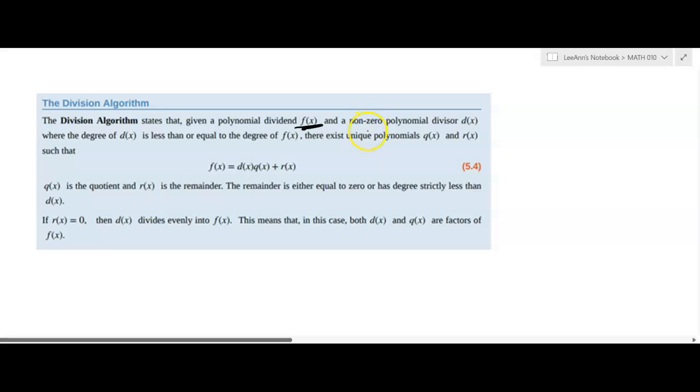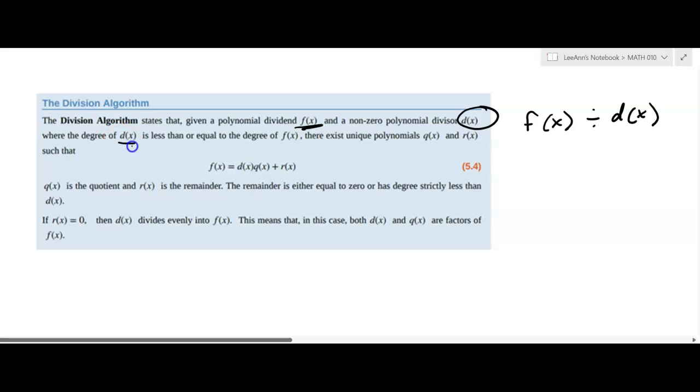and a non-zero, so it can't be zero, polynomial divisor. Okay, so we're dividing by d of x. So you could say something like f of x divided by d of x. I mean, that's what it's talking about there. That's what we've been doing, dividing polynomials.